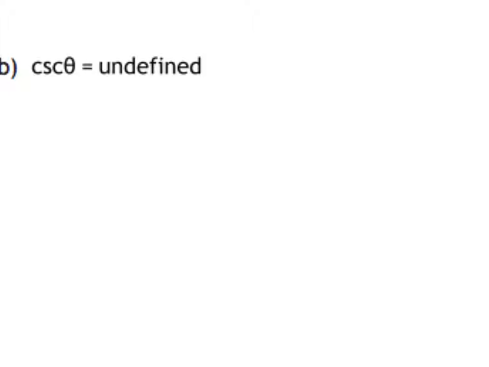Undefined is something over 0. Also 0 over something is the reciprocal of that. So we're actually looking for where sine theta is equal to 0 over something, which is equal to 0. We're looking for where sine theta is equal to 0 because we're looking for where the cosecant is undefined. And the reciprocal of undefined is 0.